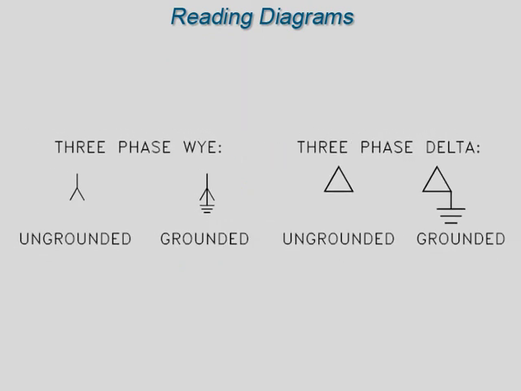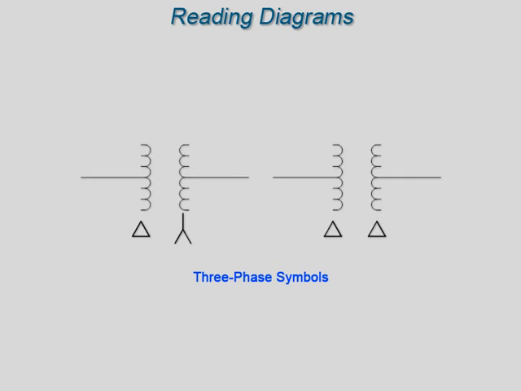This shows the most commonly used symbols to indicate how the phases are connected in three-phase windings. This illustrates examples of how these symbols appear in a three-phase single-line diagram.